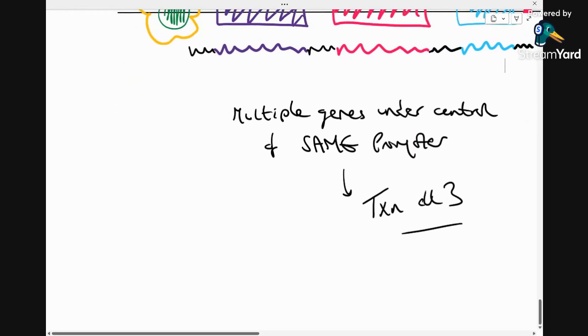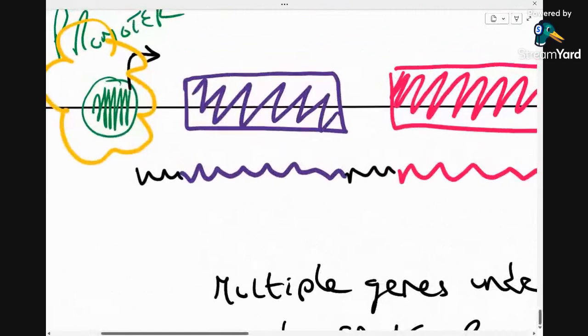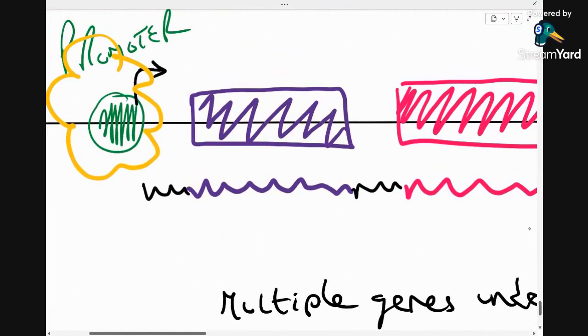Key thing, no introns. Hashtag no introns. There are none, right? This coding sequence in purple is perfectly fine for translation. So is the pink one as well.